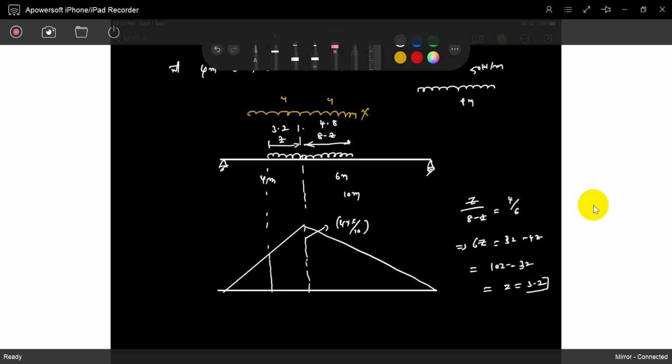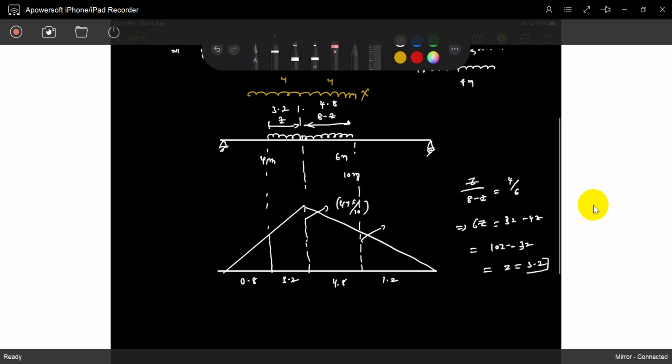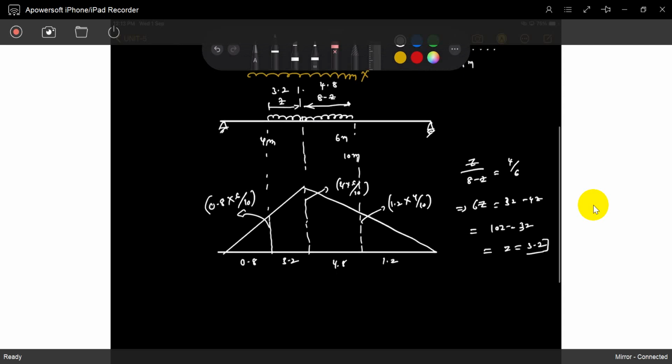3.2 means the ordinate is 0.8, and 4.8 means it is 1.2. What is that value? For 1.2, it is 1.2 into 4 by 10. That is the influence value. Same thing at 4 meters, 4 into 6 by 10. For 0.8, it is 0.8 into 6 by 10. That is the value.